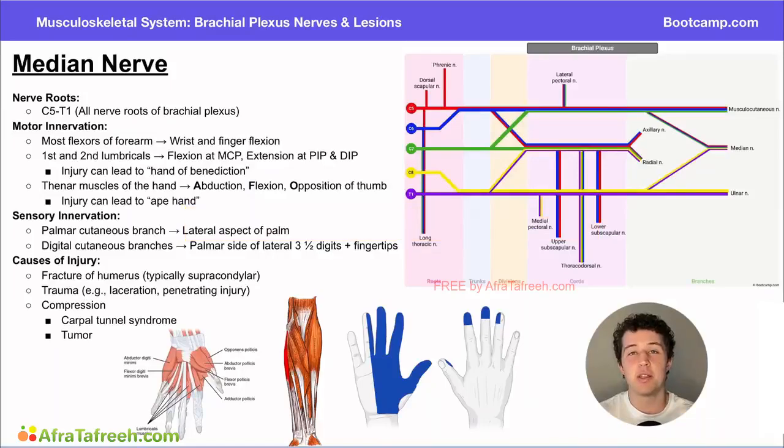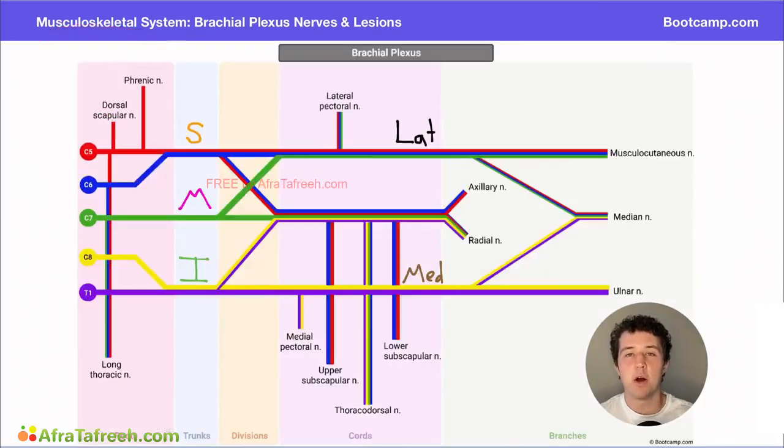My name is Jonathan. Today we are continuing to go over the terminal branches of the brachial plexus, and we will be talking about the median nerve. Let's get into it. We're going to start with our roadmap of the brachial plexus and walk through how we get to the median nerve from the individual nerve roots.